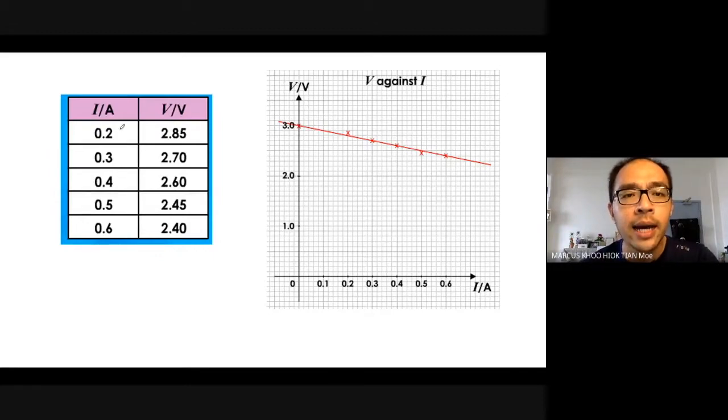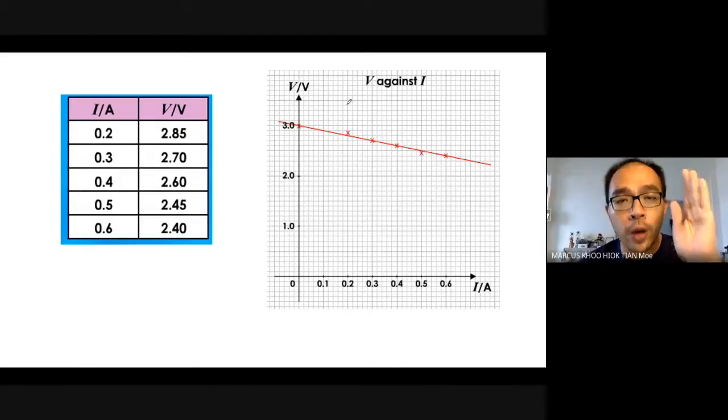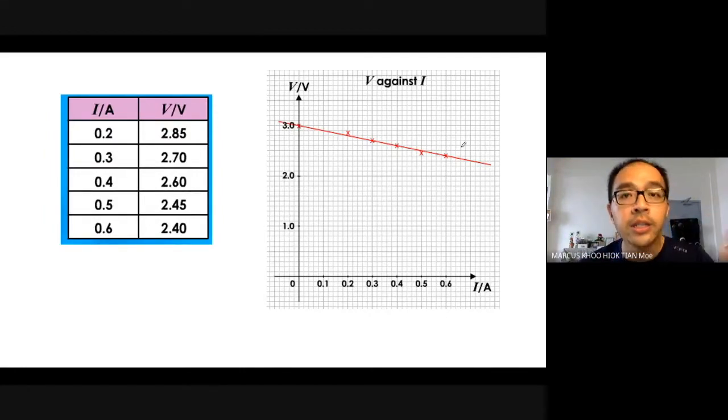Nah, ni lah saya ganti I, saya ganti V, saya ganti E. Terus saya dapat R. Tak boleh. Okay, if the graph is given to you, you have to find the gradient, and that gradient equals the internal resistance. If the question is purely a calculation question, which we will see in page 114, then you use the formula.